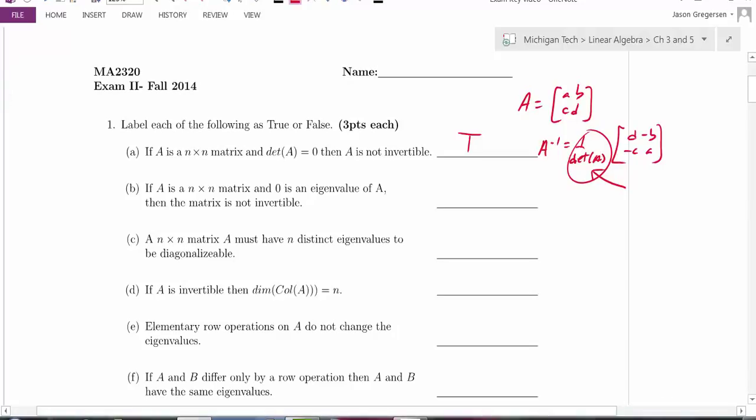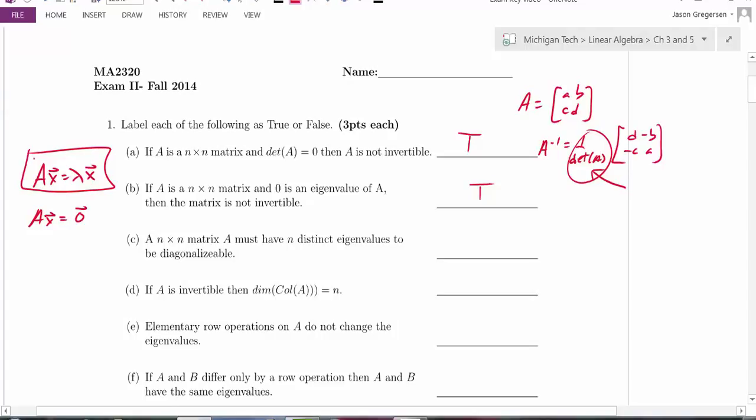Part B says if A is an n by n matrix and 0 is an eigenvalue of A, then the matrix is not invertible. This is also true. So let's look at this one. The eigenvalue-eigenvector equation looks like Ax equals lambda x. Now if we're taking 0 to be an eigenvalue, then this would simplify down to Ax equals the 0 vector. But if A was invertible, then this vector would have to be 0, and 0 is not an eigenvector. We're looking for non-zero vectors here that satisfy this equation. So if lambda is 0, then A cannot be invertible.